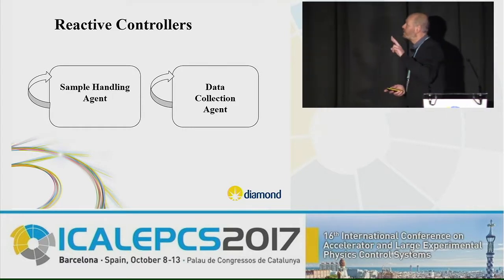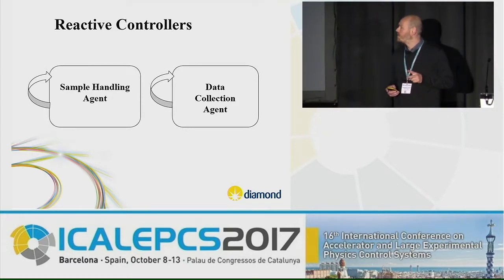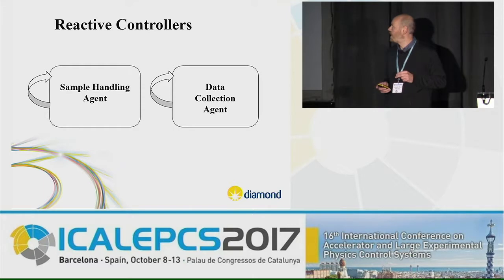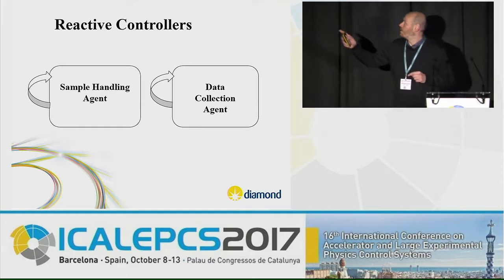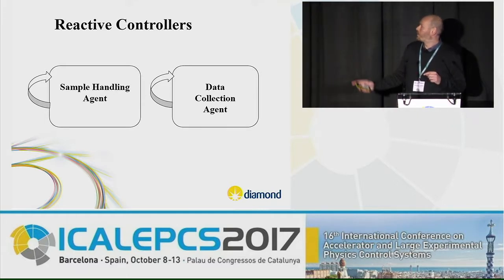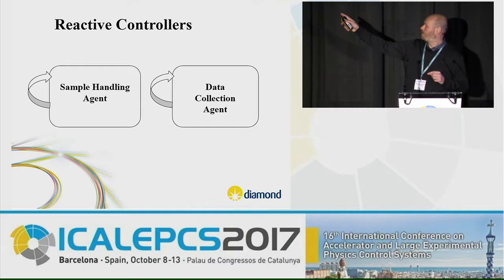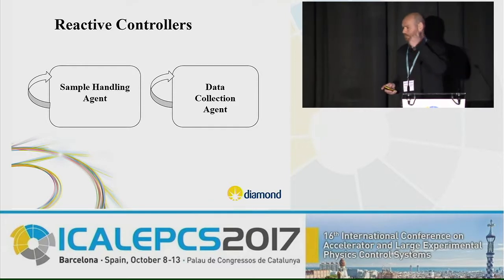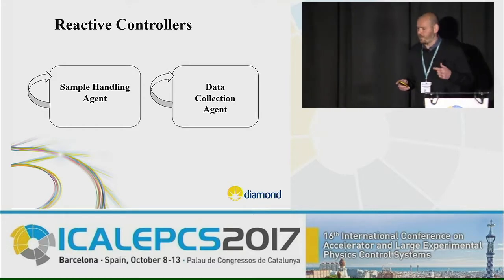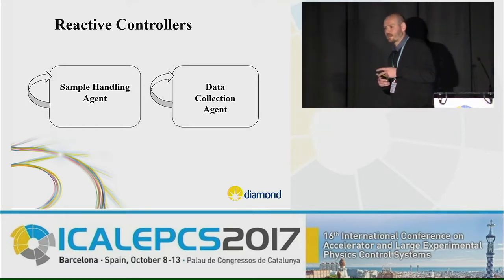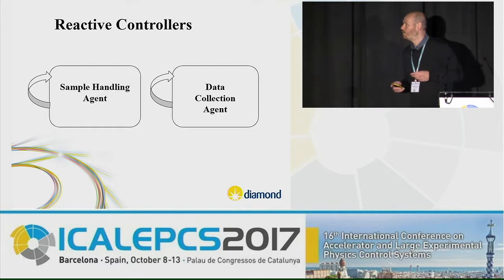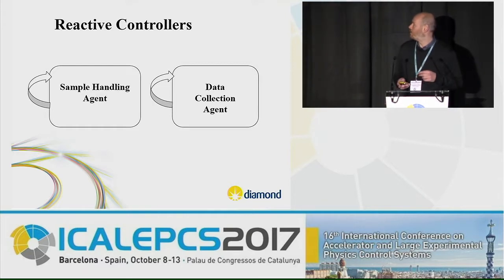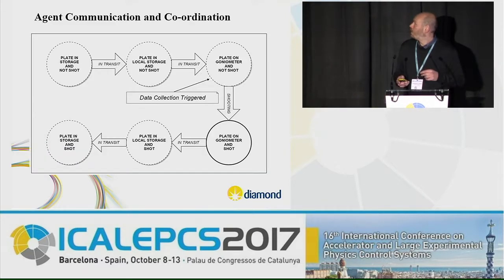So we have two agents here, one to do each task for the automation: a sample handling agent and a data collection agent. The loop here defines the classic reactive controller. It loops over time t, and it just processes the sense and act capabilities in order.